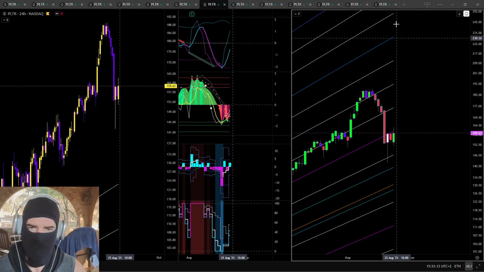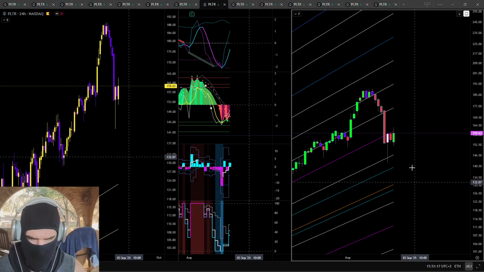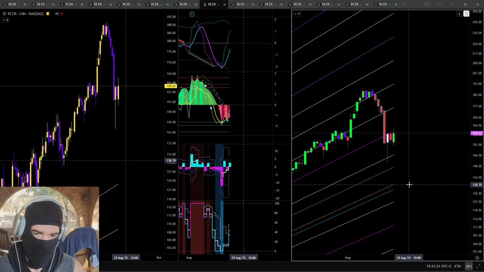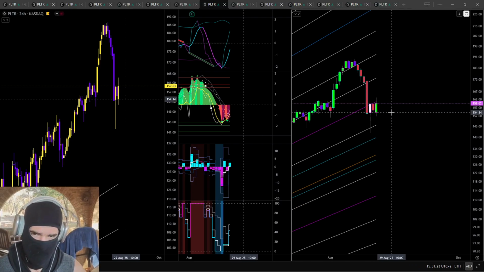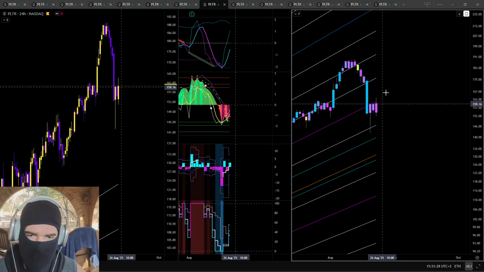161.03 cents. Any closes above there? New highs, 235. Any closes below 160.87? We're pretty much looking for $130.80, but more than likely 111.20 cents. So that's the pink range.